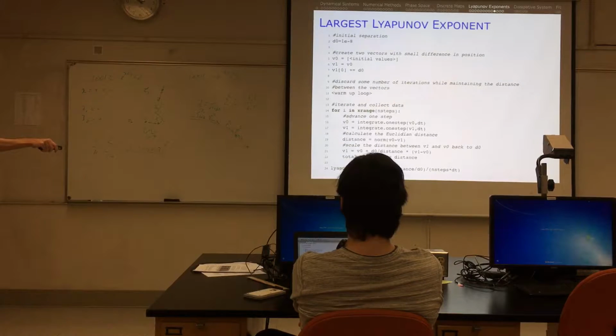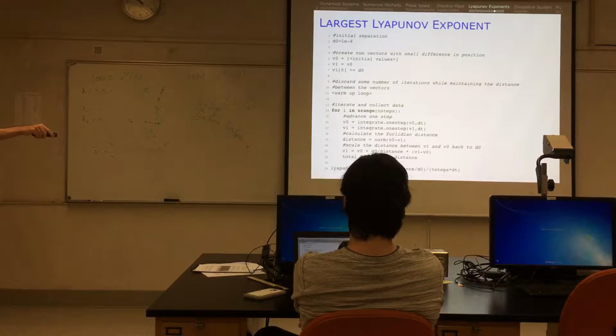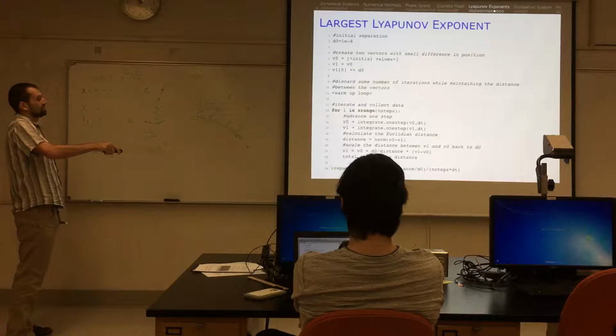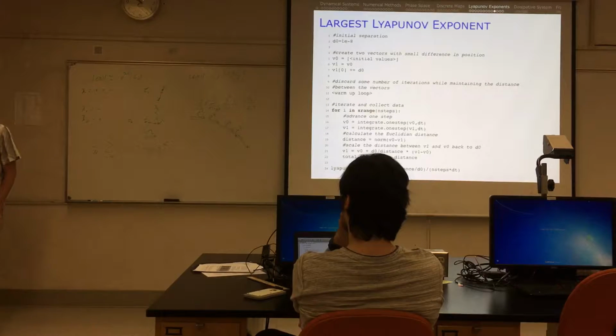Doing all this, our Lyapunov exponent is just the log of the total distance divided by whatever our initial separation was, times the number of steps times dt, right? So this is a relatively simple and hopefully intuitive way to calculate the largest Lyapunov exponent, right?